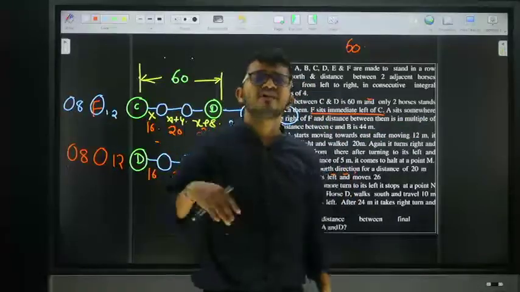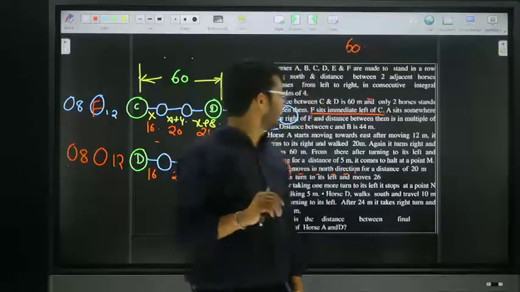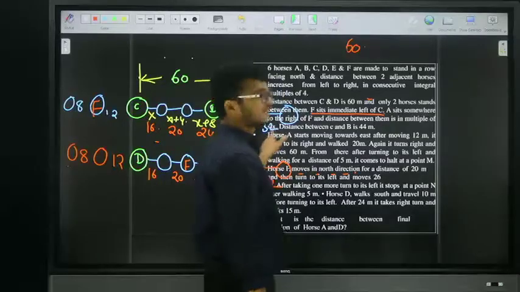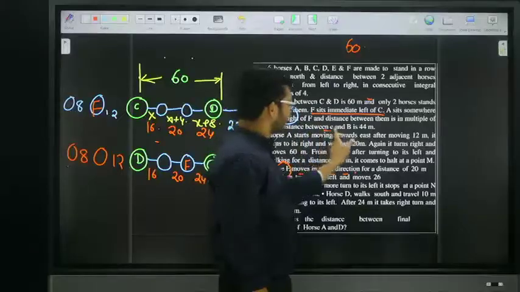Friends, here the dimension is what? Somewhere, but here we don't know. A sits somewhere right of F, and the distance between them is a multiple of 6. Leave it.